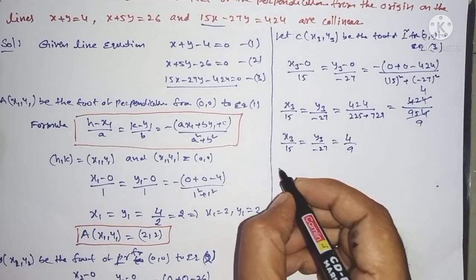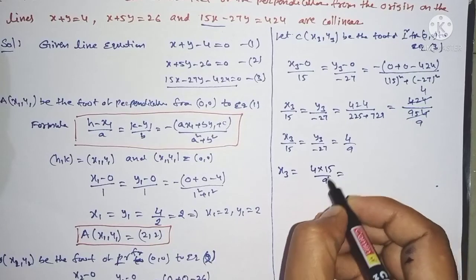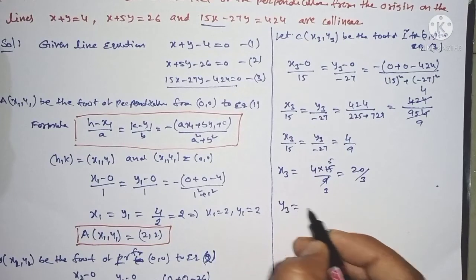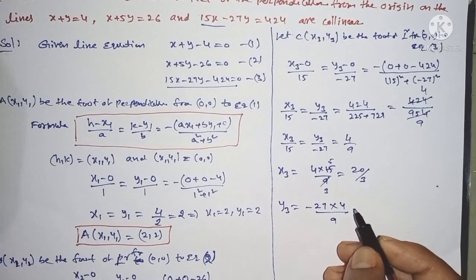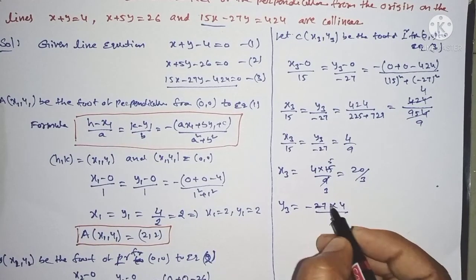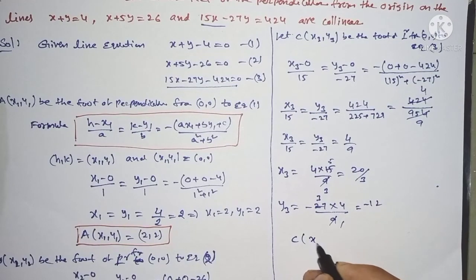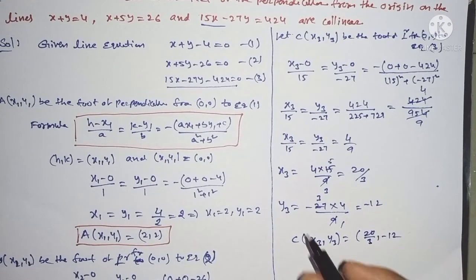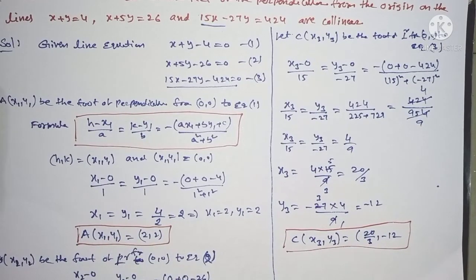Therefore x3 is equal to 4 into 15 by 9, 3 3s are 3, 3 5s are 20, so 20 by 3, and y3 is equal to minus 27 into 4 by 9. Therefore 9 1s are 9, 3 3s are, minus 12. Therefore C, x3 comma y3, is, what is the answer here? 20 by 3 comma minus 12. Okay, you got the 3 vertices, A value, B value, C value.